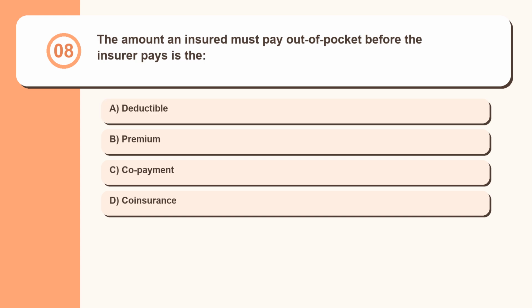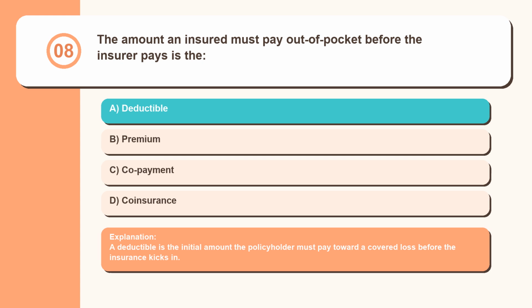Question 8. The amount an insured must pay out of pocket before the insurer pays is the deductible, premium, copayment, coinsurance. A deductible is the initial amount the policyholder must pay toward a covered loss before the insurance kicks in.